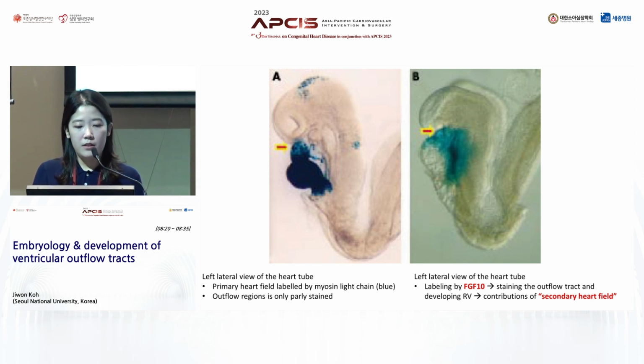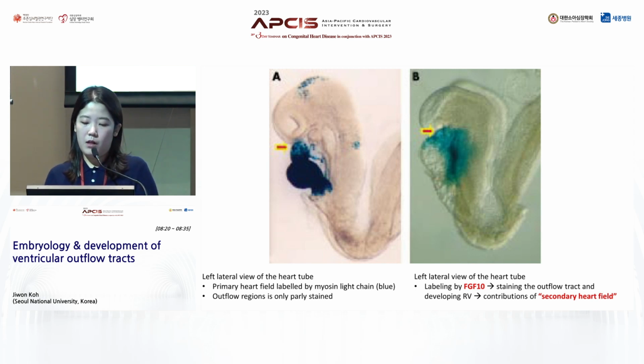When we label this embryo using FGF10, we can see that this initially pale area of the outflow tract is stained. So using this evidence, Dr. Anderson suggests the concept of the secondary heart field, and the secondary heart field would be responsible for the development of the outflow tract and a part of the RV structure.